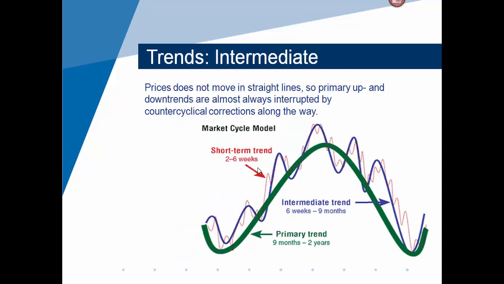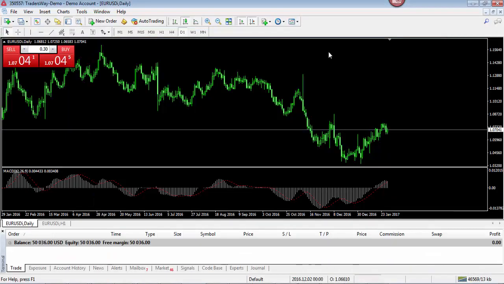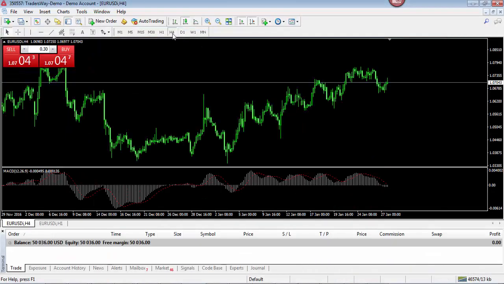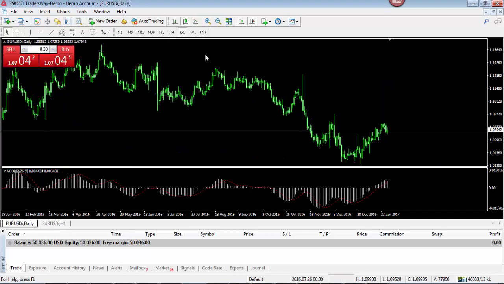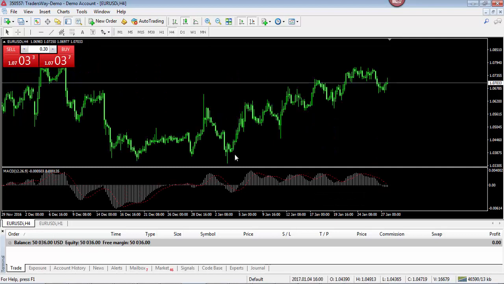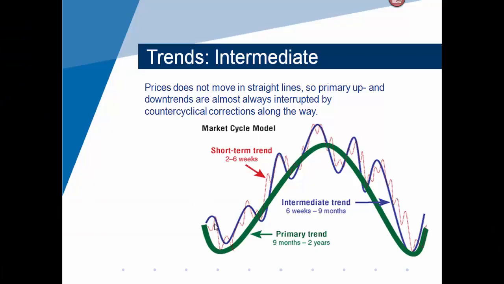All right, so let's look now at our intermediate trend. Our intermediate trend is basically our 4 hour chart. Now, notice what's going on here. With our daily chart, we're basically in a downtrend, right? But on our 4 hour chart, we are technically in an uptrend. So at this point, we know that price does not move in a straight line, and therefore, our 4 hour chart will sometimes move counter to that of our larger time frame or our primary trend.